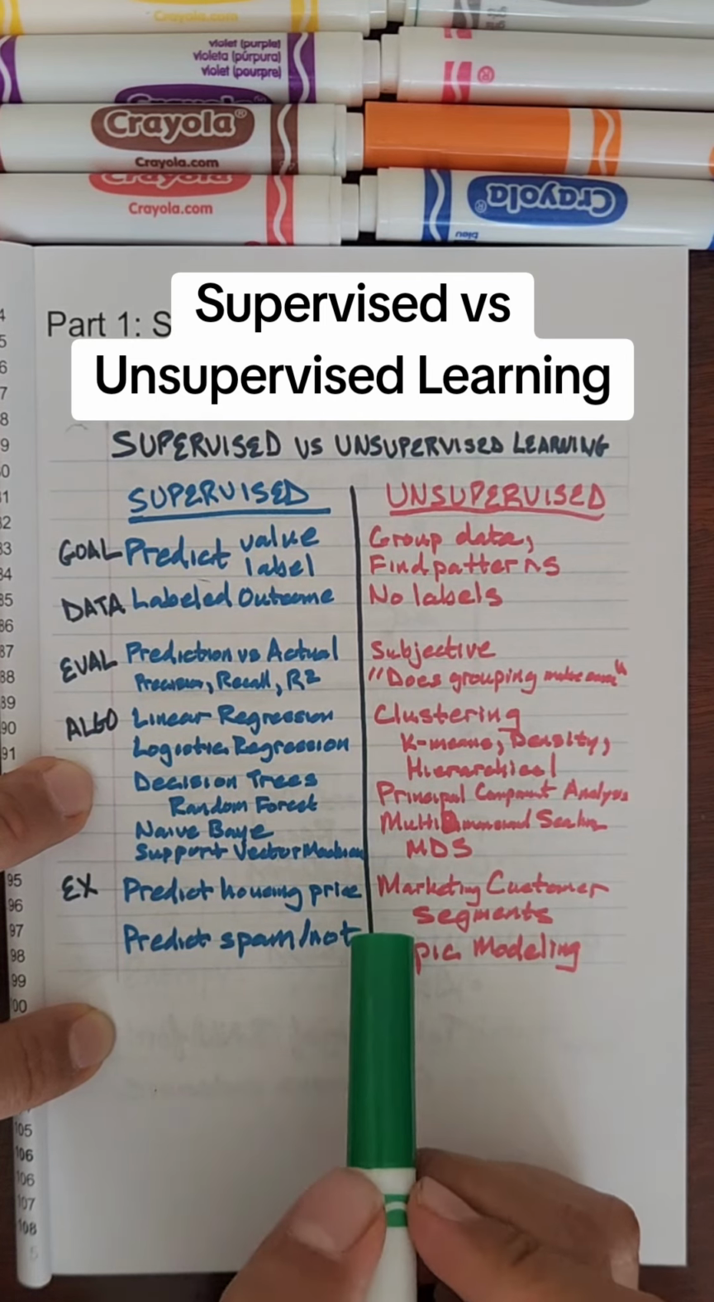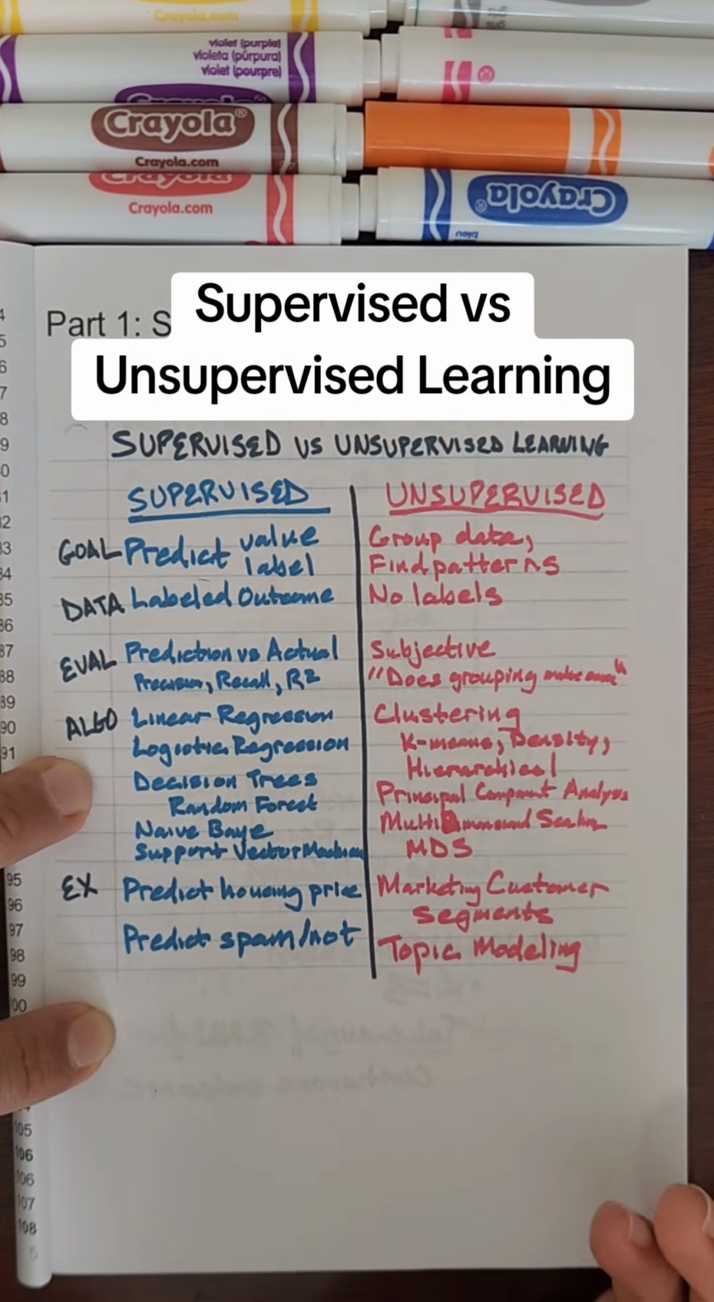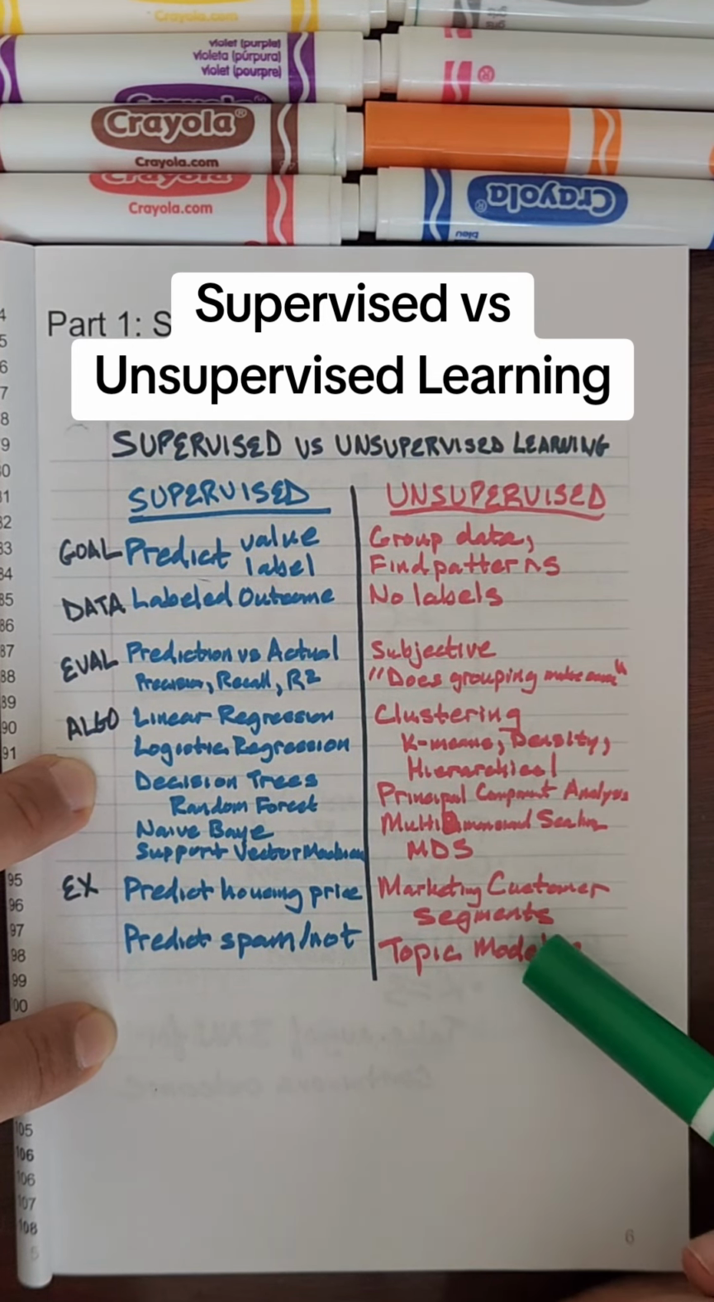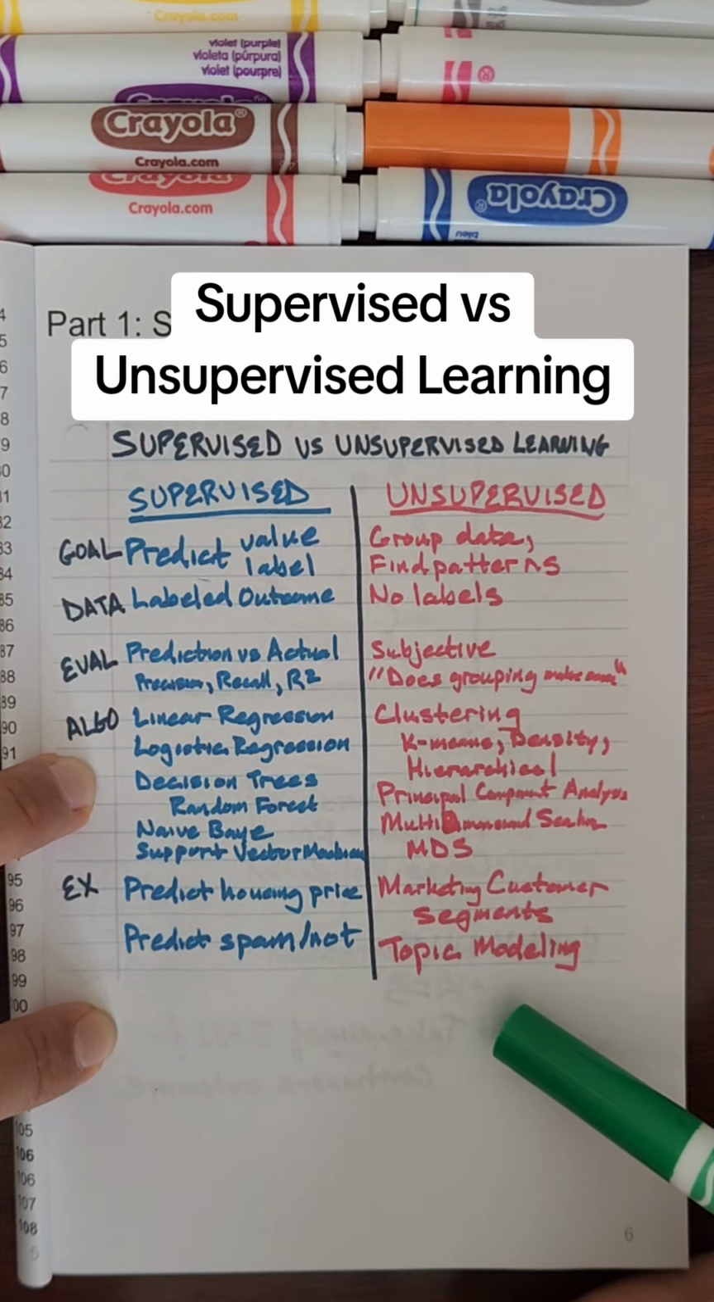Then some example problems of supervised learning. One, trying to predict housing price, and two, let's say you're trying to predict whether an email is spam or not. Versus examples of unsupervised learning, you can think of this as, hey, I'm trying to segment my marketing customers, or I'm trying to model some topics, group together similar words.